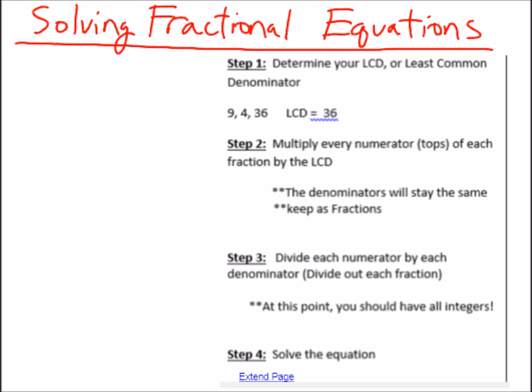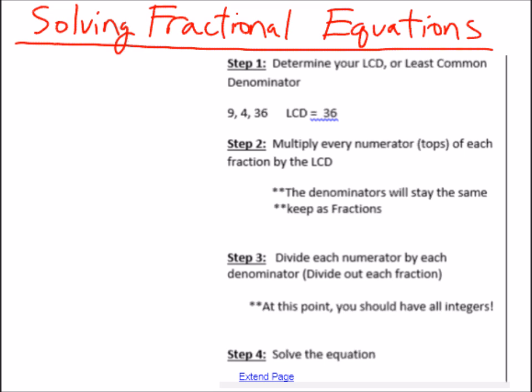Now on the board I have the steps to solving a fractional equation, and when we talk about a fractional equation, what we're saying is that it's an equation that has at least one or more fractions. And of course there's a few different ways to do things in math, and especially in algebra, but I'm going to show you one of the most convenient methods to solving a fractional equation. And although we could call a fractional equation an equation that has one fraction in it, typically fractional equation is used for an equation that has more than one fraction in it.